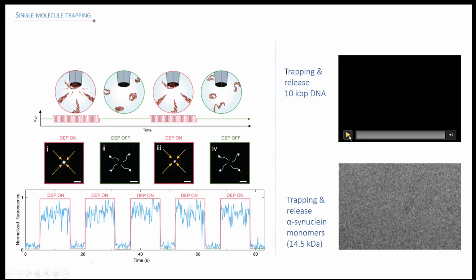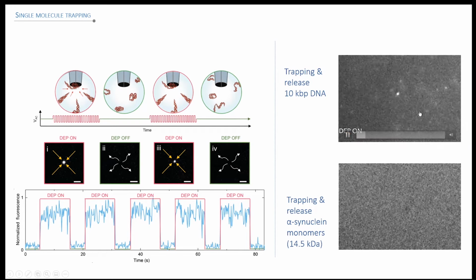You can see a video of this trapping and release here. So in the solution, you can see fluorescently tagged 10 kbp DNA molecule. On application of a DEP field, you can see the DNA start accumulating at the tip. And as long as the DEP is applied, the molecule stays there. But once you switch off, the molecule diffuses away. So this process can be repeated.